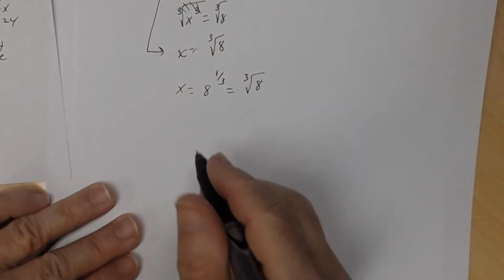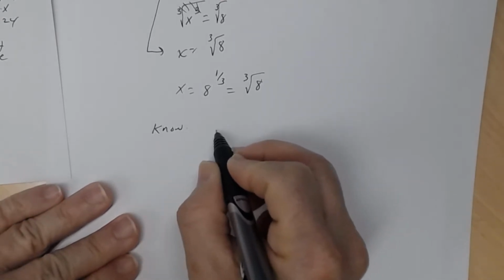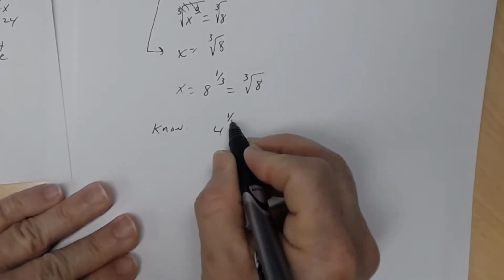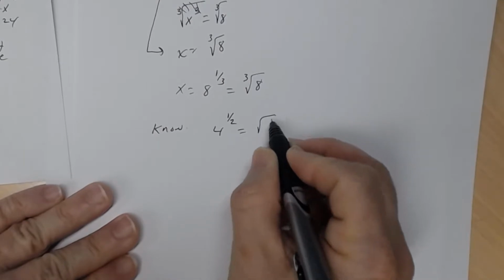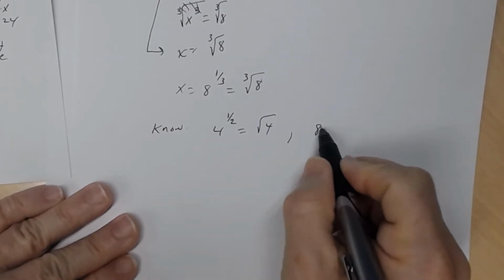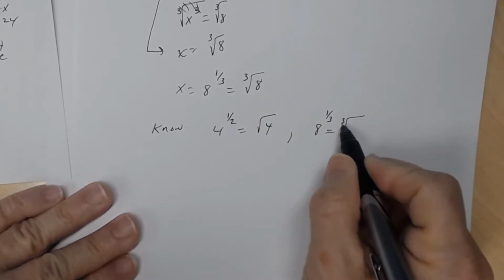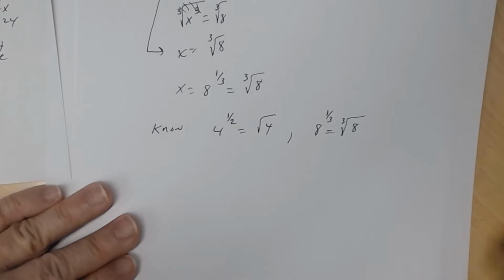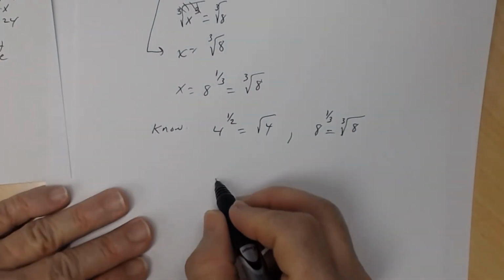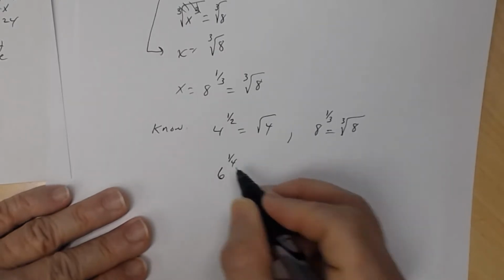Let's look at what we know and at this pattern. We know that 4 to the 1/2 is the square root of 4. We also know that 8 to the 1/3 is equal to the cube root of 8. So the question becomes this: what if I wanted you to tell me what 6 to the 1/4 was?